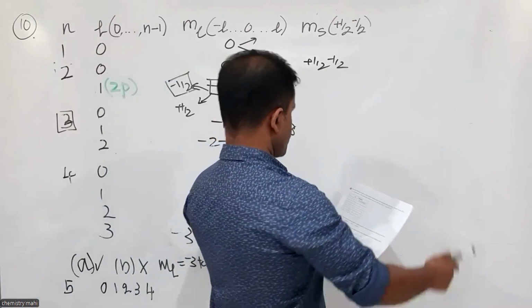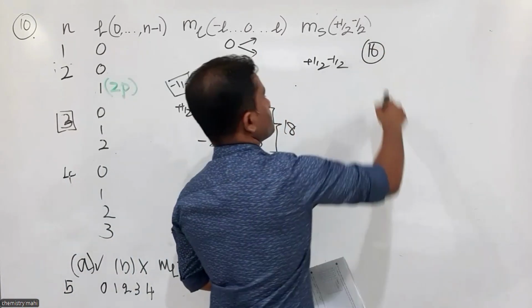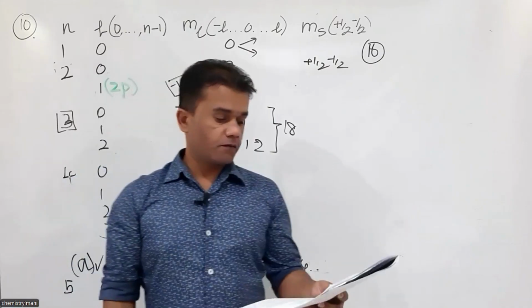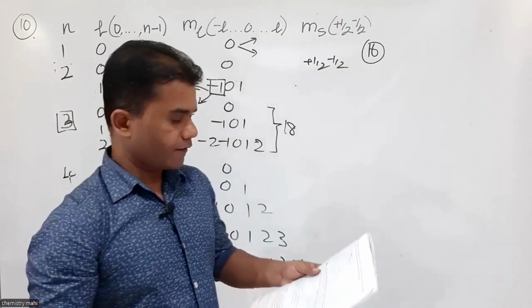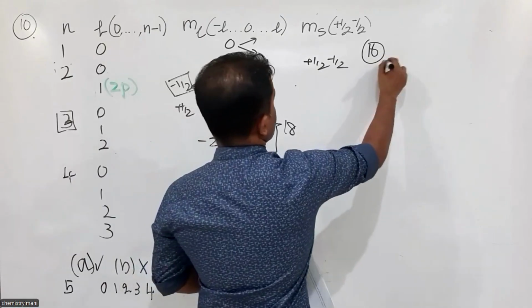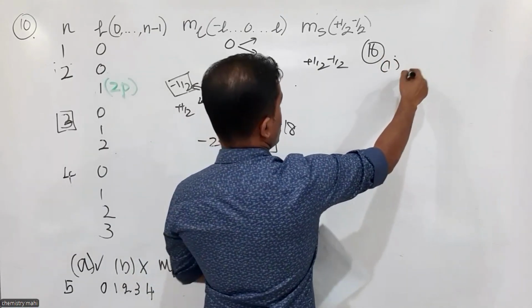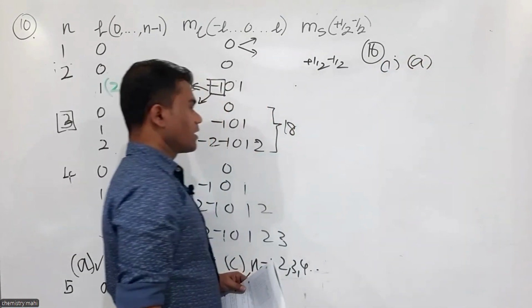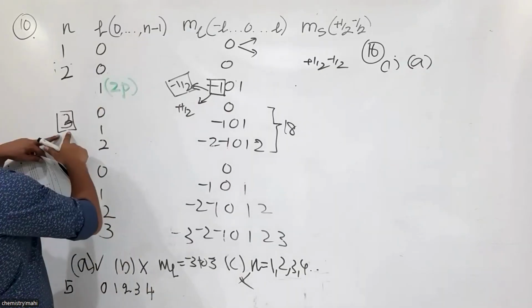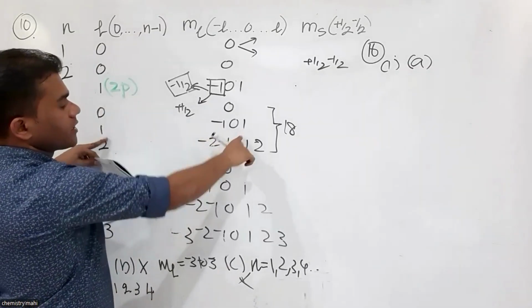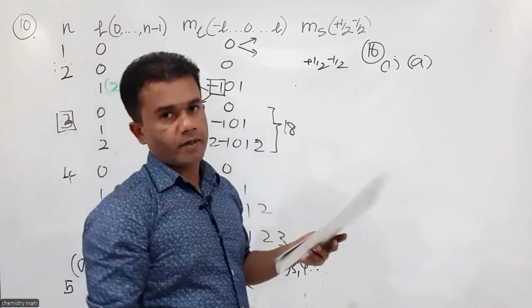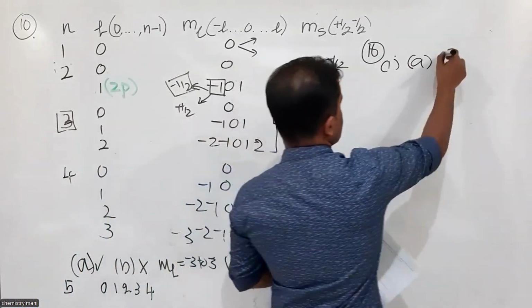Question number 16 next. In the case of 16, what do we have? First part: what is the maximum number of electrons that can occupy each of the following subshells? It is easy again. We know how to answer. A, 3p. They ask the maximum number of electrons. So 3p means there are 3 orbitals. One orbital maximum 2, so 3 orbitals means 6.